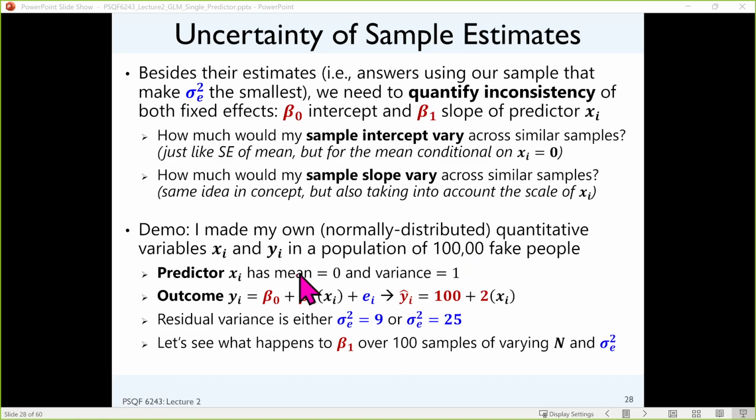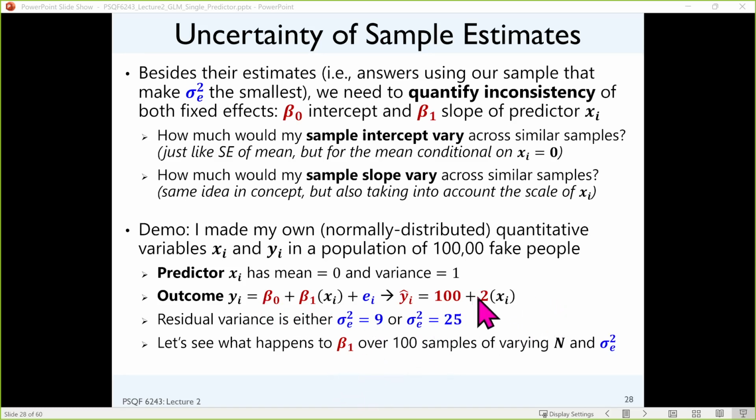So 100,000 fake people. I made up a predictor that has a mean of 0 and a variance of 1. And I made this model, and here are the answers that I put in this fake data set. I set the fixed intercept to be 100, and I set the slope of x to be 2. And then I varied whether the variance of the e's that is left would be 9 or 25. So basically, this model would be wrong for a person, would create an E error discrepancy that is about 3 on average, square root of 9, or about 5 on average. So those are the 2 things that I varied. The rest of this, because I made the data, I made it the way it is.